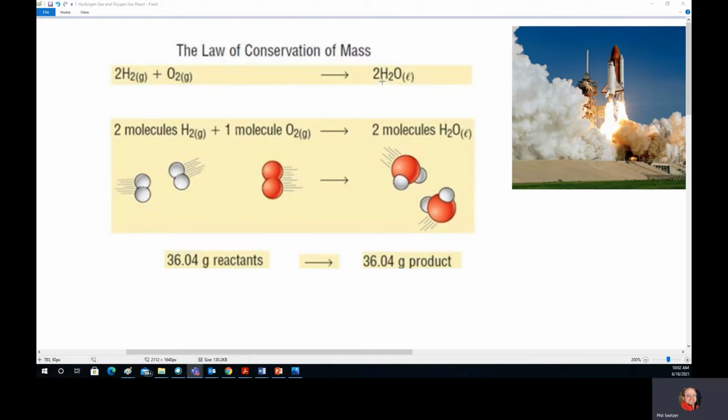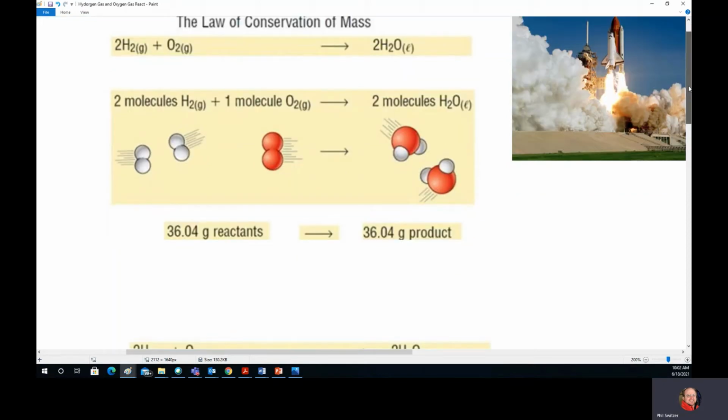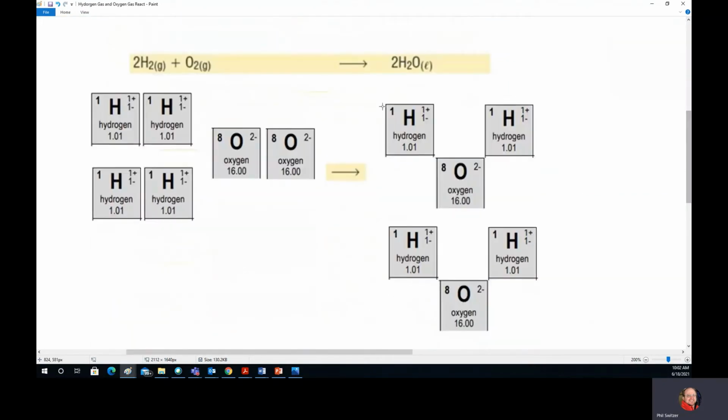This reaction then gives you 2 moles of water. 1 mole of water is about 18 grams. 2 moles is 36. So let's look at this. Grab your periodic table. Make sure you have a calculator as well. Same reaction, now just written using the periodic table.